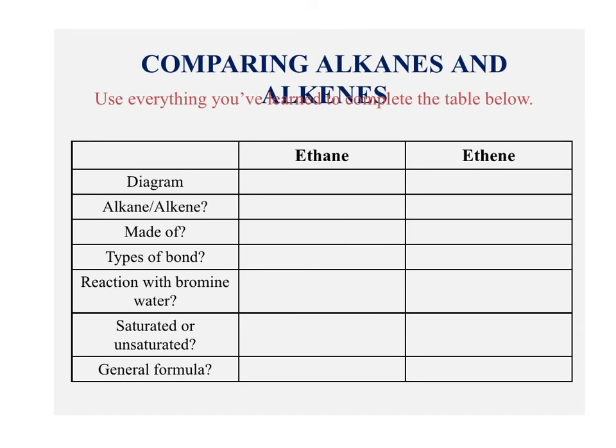So now it's time, I know this looks an absolute mess, I'm sorry, to do a little summary. So could you please have a go at filling out this table comparing alkanes and alkenes, and I've picked ethane and ethene. So you need to draw me a diagram of their structure, decide whether they're an alkane or an alkene, what they're made of, what types of bond they've got between them, whether they react with bromine water, and if so, what's the result? Are they saturated or unsaturated, and what is the general formula for that type of molecule?